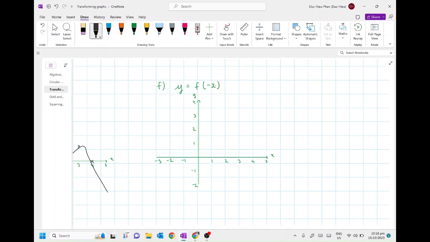So the x-intercepts that used to be at 4 and 2 now move to -4 and -2. The turning point that used to be at 3, -1 is now at -3, -1. The y-intercept stays the same, and the other x-intercept is here. And so the graph will look like this.